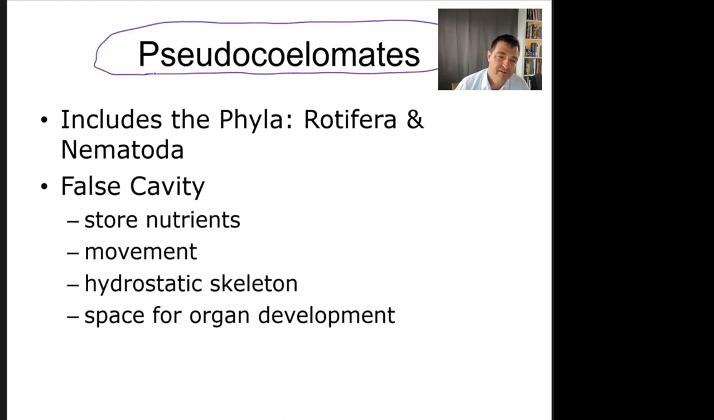These have a space, a body cavity, and the advantage of having this kind of body cavity is that you can do things in it. You have the space to grow things like organs. Like if a species reproduces seasonally and grows a bunch of eggs or a bunch of sperm, and then doesn't later on, it can use that space to grow internally.